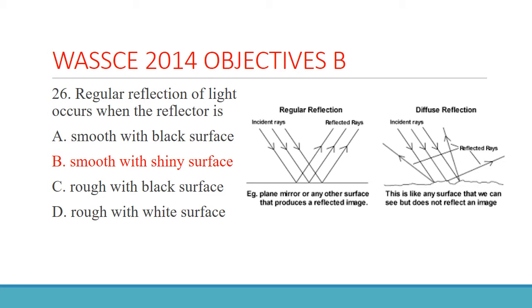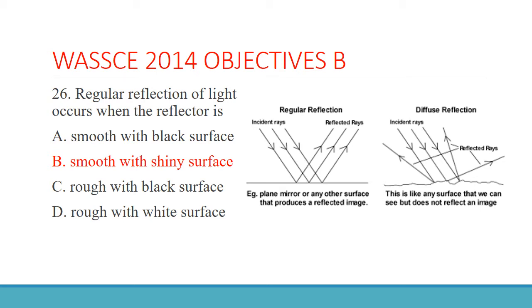So regular reflection refers to a type of reflection where the reflected rays are reflected at the same angle and in the same direction. So you see that the reflection is perfect, and it normally occurs on smooth surfaces, like a plain mirror, shiny surfaces. That's when you have a regular reflection.